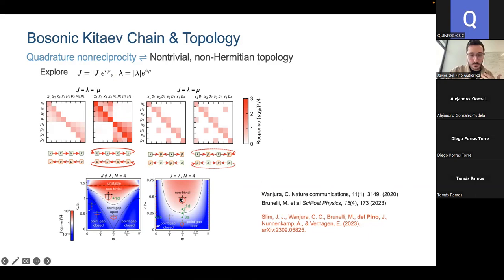These are diagrams that show, as a function of phase, the different dynamical phases where the system can be. And indeed, the amplification, the quadrature non-reciprocity, is related with the opening of a non-trivial topological phase, where, as we show also in the paper, there is a winding of the complex spectrum around the origin. So there are many details about this in the paper.